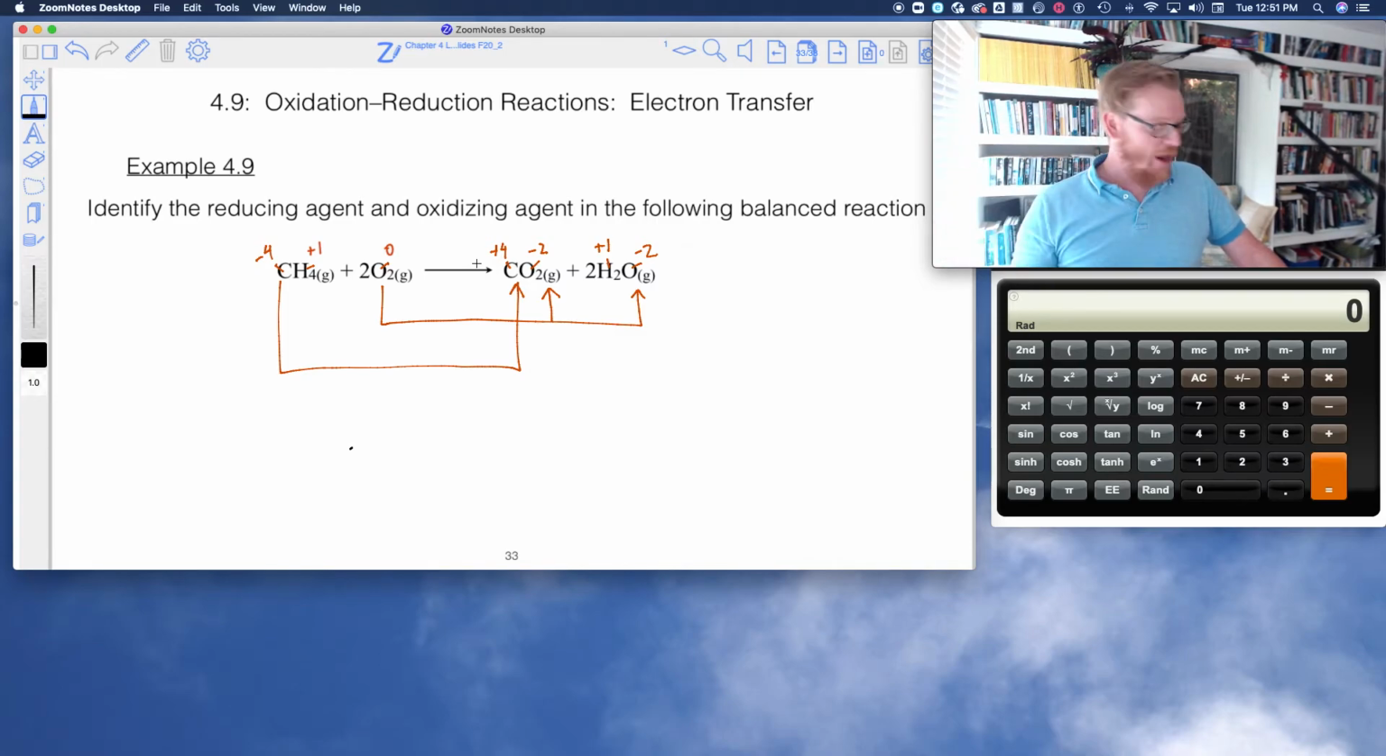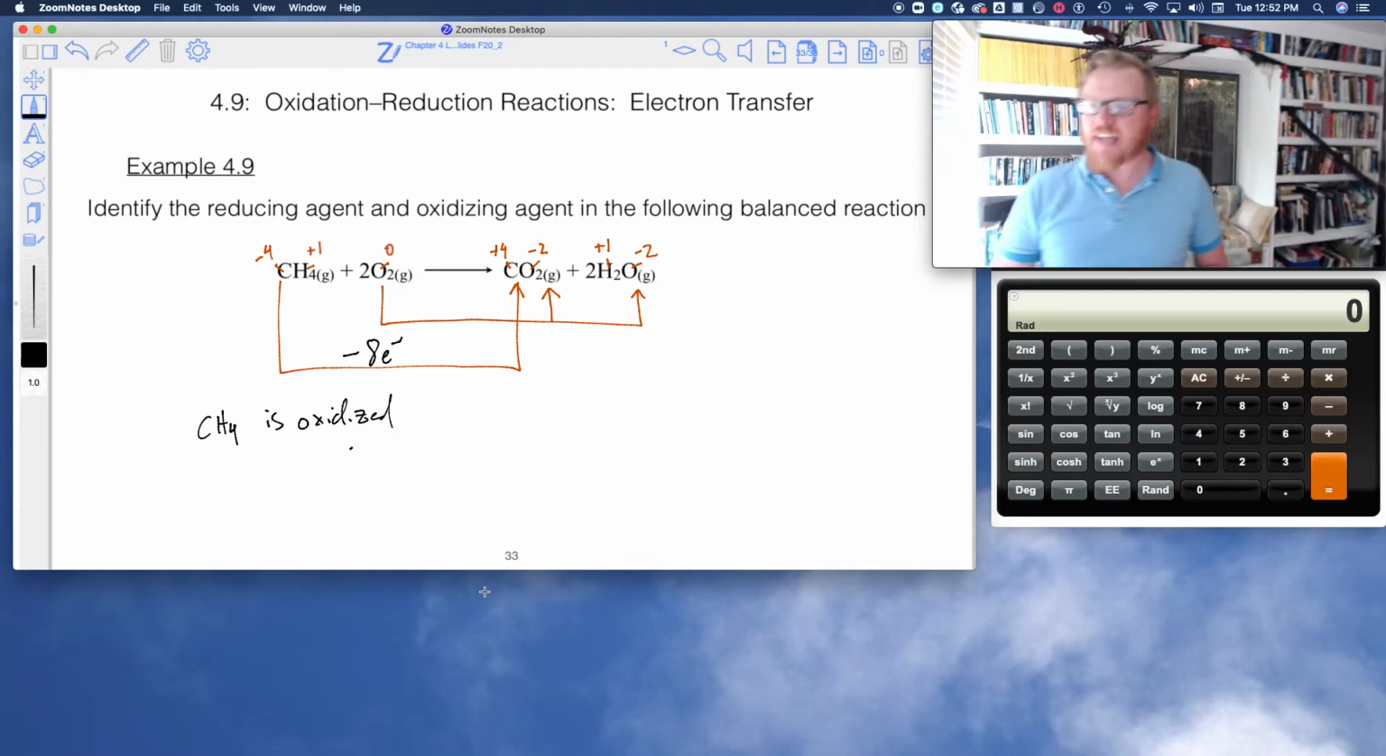And how I know it had to be oxidized is because to go from -4 to +4, that's like saying -8 electrons. Okay? So that's a loss of electrons. So I would say it's not just the carbon in methane, it's the entire methane. Methane is oxidized. I'm not going to identify what's the oxidizing agent yet. Let's just keep going through this thing.